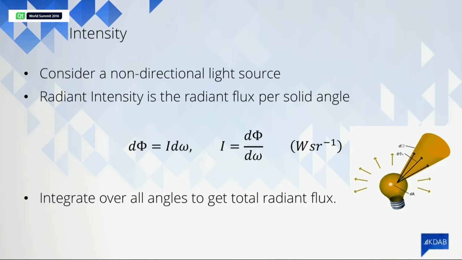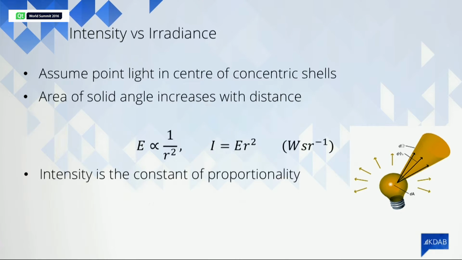We then have the intensity. If we consider a non-directional light source, imagine a light bulb in our scene, we're interested in the radiant flux per solid angle. The solid angle is just like a cone emanating from every point on that light source. If we integrate over all angles, we get the total radiant flux for that light source. That's measured in watts per steradian.